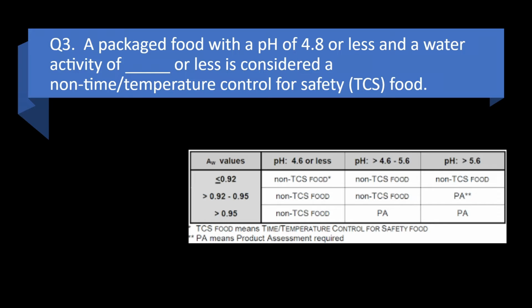Question 3. A packaged food with a pH of 4.8 or less and a water activity of blank or less is considered a non-time temperature control for safety, or TCS, food. 0.99, 0.98, 0.96, or 0.95. D. 0.95.